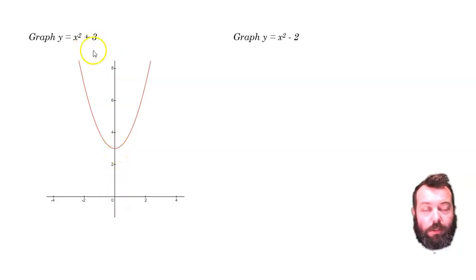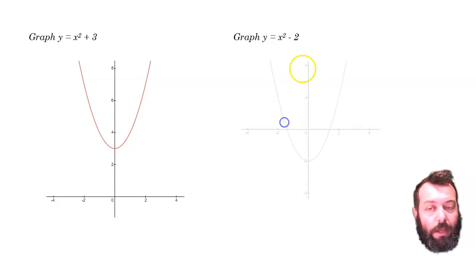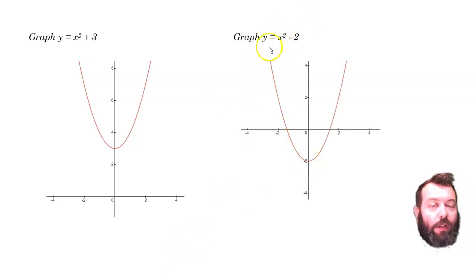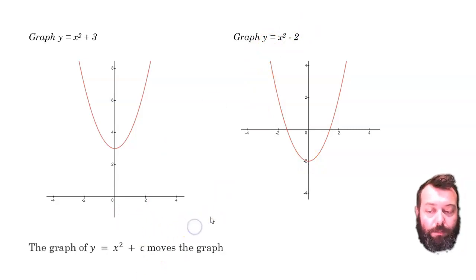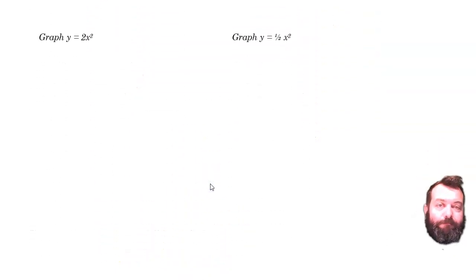Not a coincidence. Now the graph over here, it's still concave up because it's a positive x squared, right? Concave up. But instead of being lifted up 3, it's been pushed down 2. So we see that happening. That's what that constant on the end does. Lifts it up or down, right? Moves the graph up c units when it's written like that.